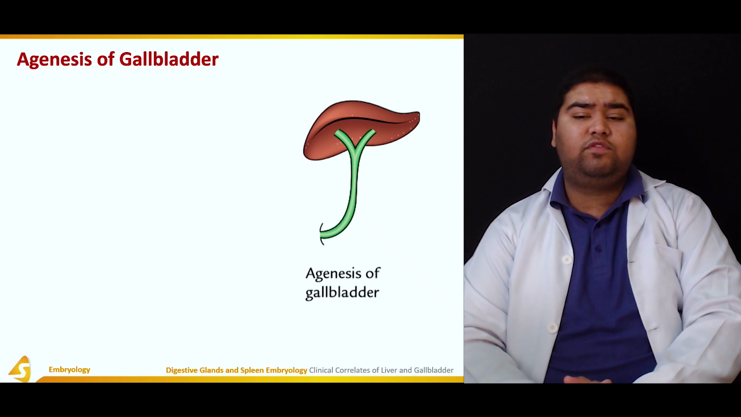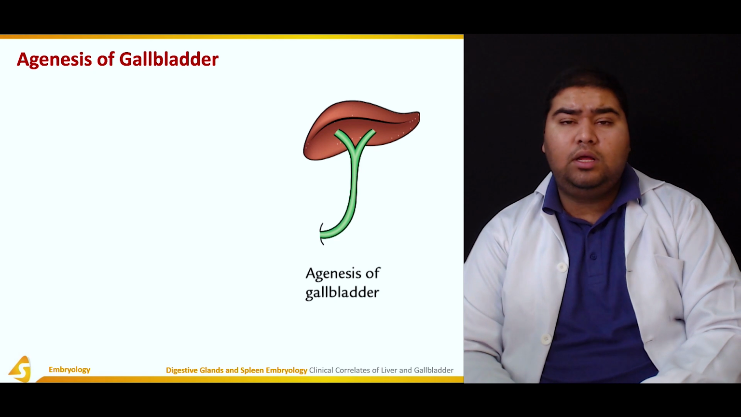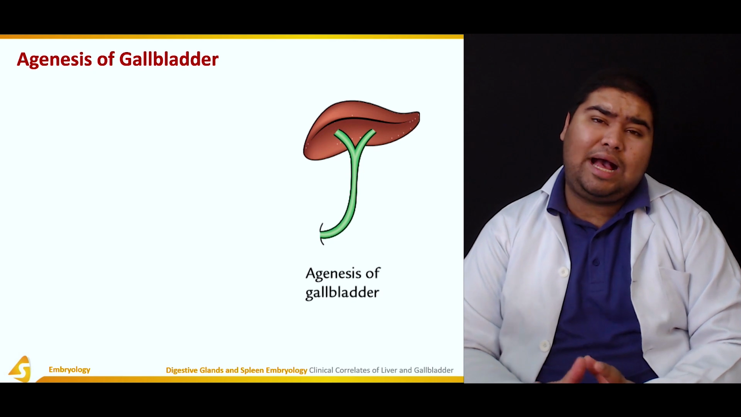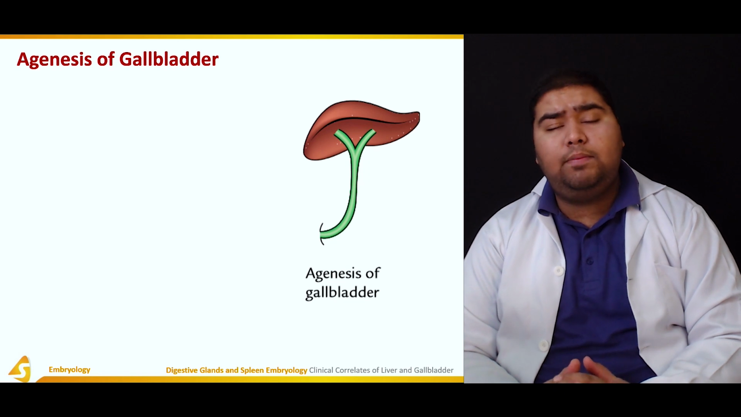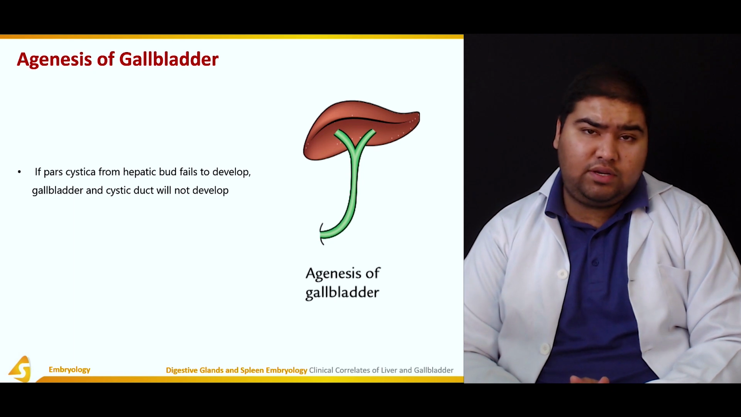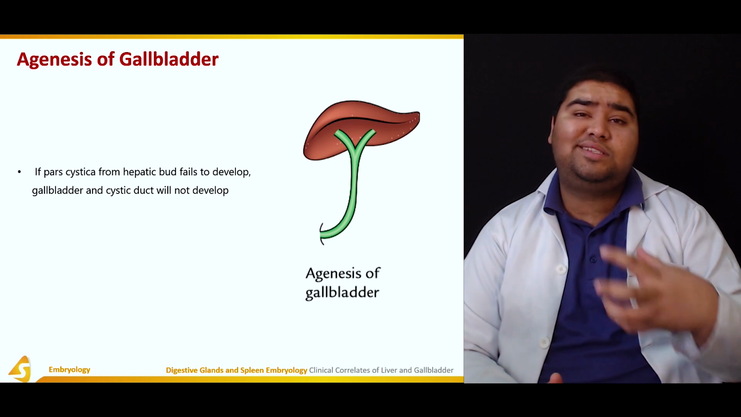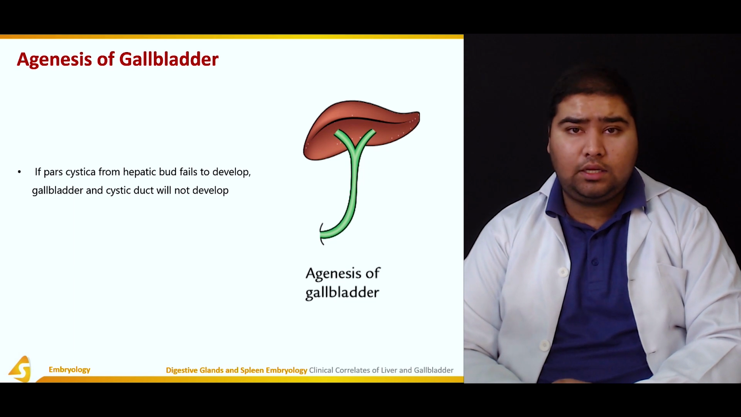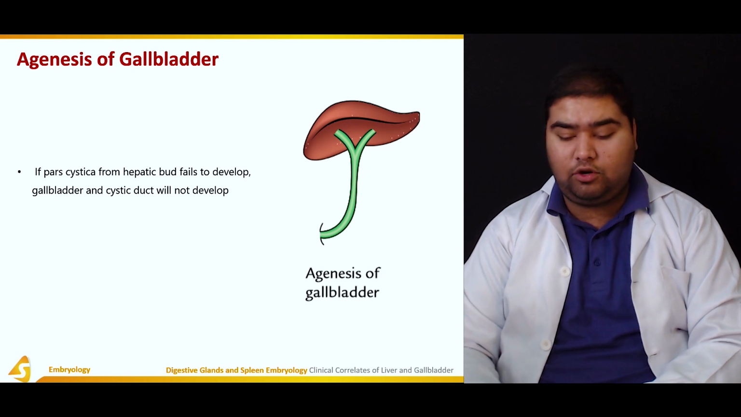So agenesis of gallbladder. Agenesis means lack of formation. So there's absence of formation of gallbladder. Something happened with the hepatic bud forming the pars cystica. If the pars cystica from the hepatic bud fails to develop, the gallbladder and cystic duct will not develop. Obviously, the pars cystica was responsible for the formation of the gallbladder as well as the cystic duct. When this is not formed, the gallbladder and the cystic duct will not be formed.